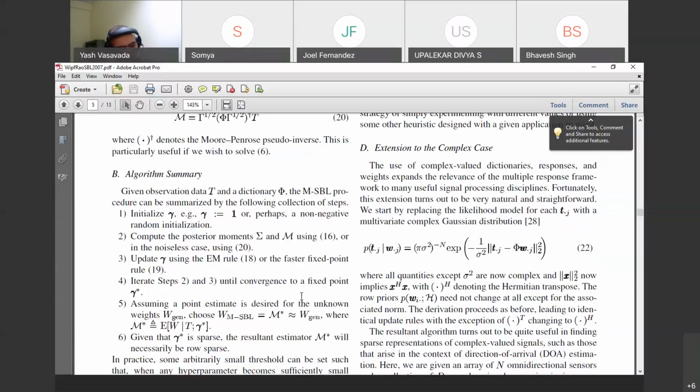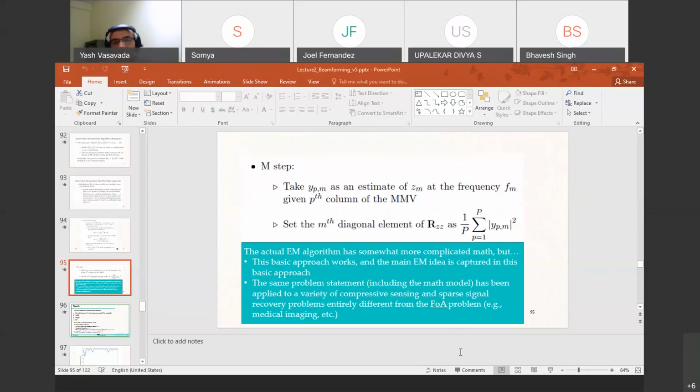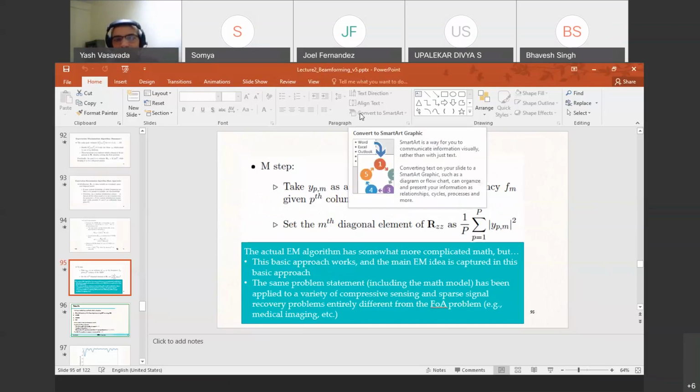So what I will ask you to do in the next lab is to implement all of these three techniques: the MUSIC, the MVDR, and the EM. Okay. So now I will take a break. Back in just a few minutes.